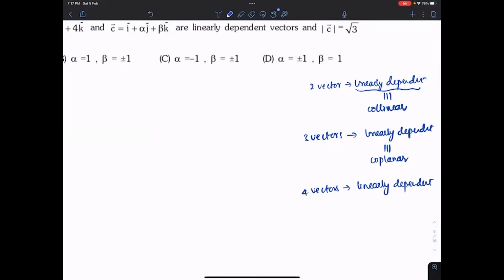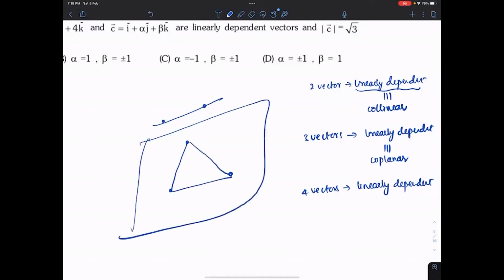If someone is saying four vectors are linearly dependent, it is almost the same as saying two points are always collinear. If I tell you that 2 points are always collinear, it is an obvious statement. No? 2 points will always be collinear. Or if I say 3 points are always coplanar, obvious. You select any 3 points, they will always be in one plane only. You will get a triangle. The triangle is that plane. If you extend it, you will get a plane like this. Don't you think these are obvious statements?